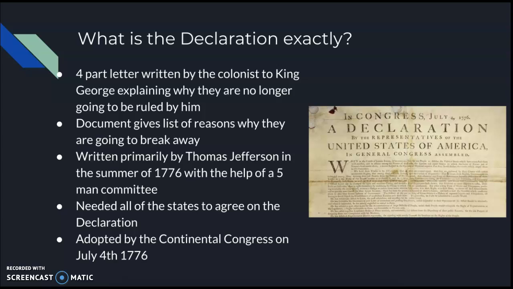So after much debating, I'm sure you've all heard the stories of how hot that summer was. The Continental Congress finally agreed to adopt it on July 4th, 1776. Now, not everybody signed it, but of course, most famously, John Hancock wrote his name big enough so that, as he put it, the king can see it from all the way across the ocean.